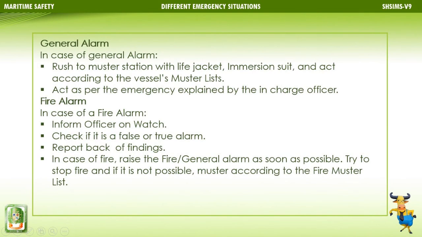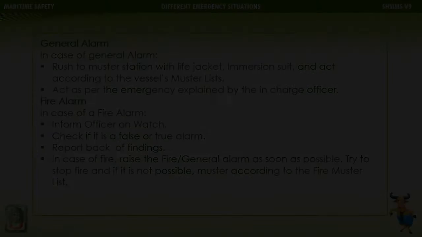General alarm. In case of general alarm, rush to muster station with life jacket, immersion suit, and act according to the vessel's muster lists. Act as per the emergency explained by the in-charge officer. Fire alarm. In case of a fire alarm, inform officer on watch. Check if it is a false or true alarm. Report back of findings. In case of fire, raise the general alarm as soon as possible. Try to stop fire, and if it is not possible, muster according to the fire muster list.